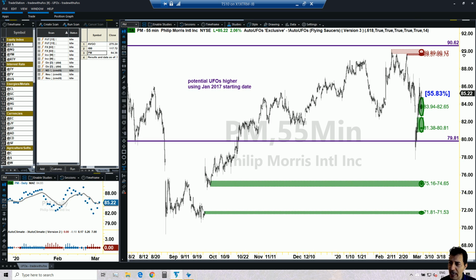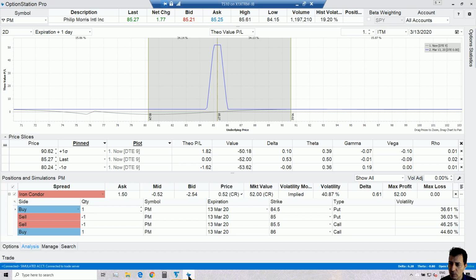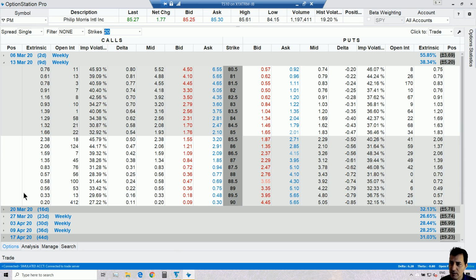I'm going to look at the 90 call. Probably the answer is no. But I'm going to look at the 90 call on the 6th, which by the way, I don't need to do. Already the 90 call on the 13th is paying me 20 cents, which is not enough. So there's no way the 90 call on the 6th is going to pay me more than that.